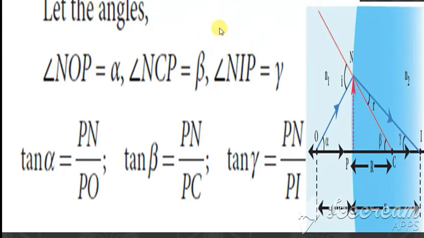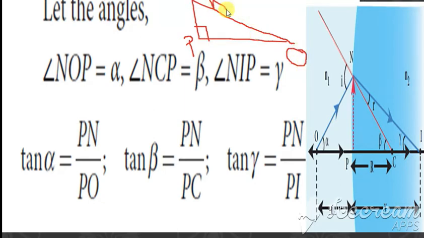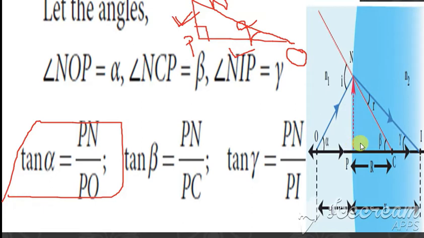Now taking this to be a triangle, it is right angled at the point P. Here we have O, and at this place we have N, and here we have the angle alpha. Opposite to this alpha is this side and the adjacent side is this, so we can write this as PN divided by PO. So this is tan alpha. So we have found the tan alpha value.